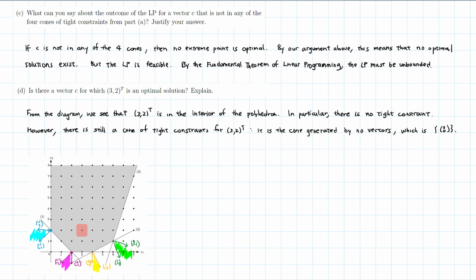So our theorem tells us that when c is (0, 0), (3, 2) must be optimal. Let's verify that. When c is (0, 0), the objective value is 0 for any feasible solution. So in fact, all feasible solutions are optimal. And that completes our problem here.